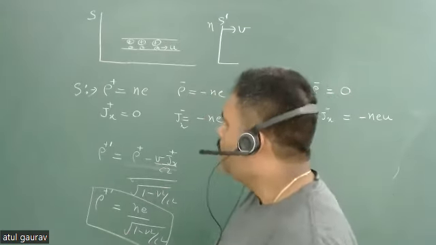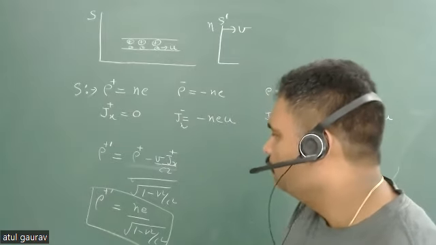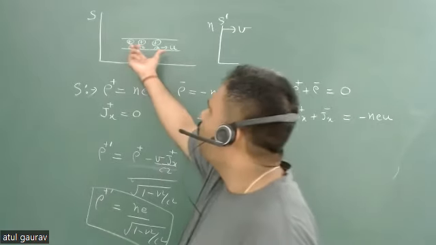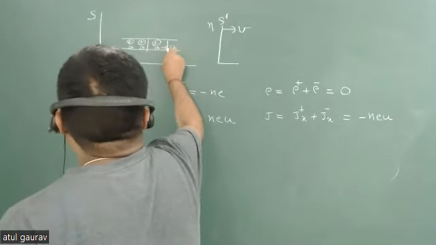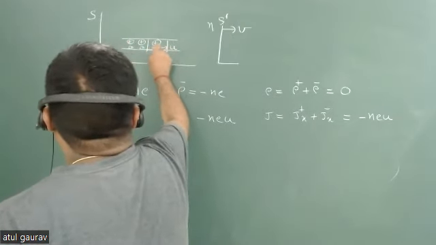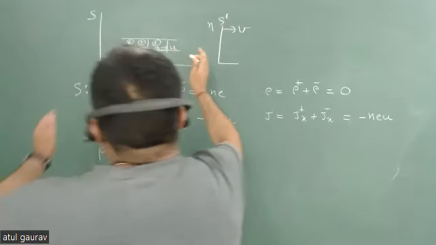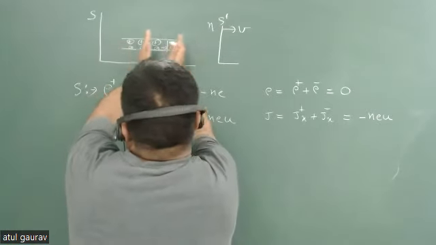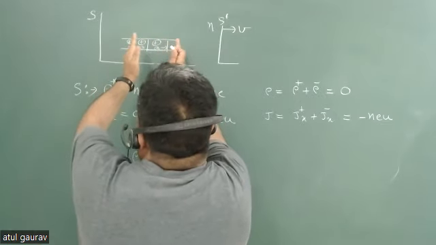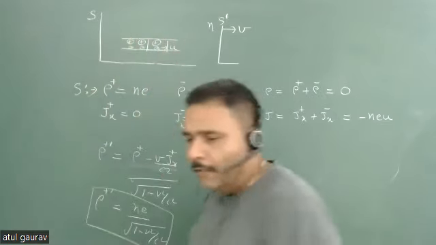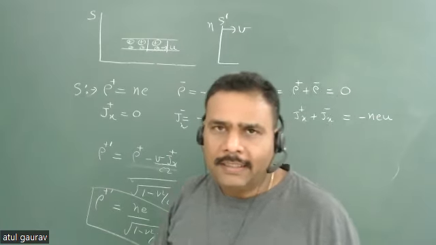Very simple logic. What will happen? The length contraction is there. If you have this particular length, and you are going to measure this particular length with respect to S dash, then this is going to be contracted. So the number of charges will be in the smaller length. So obviously the density will increase, isn't it?